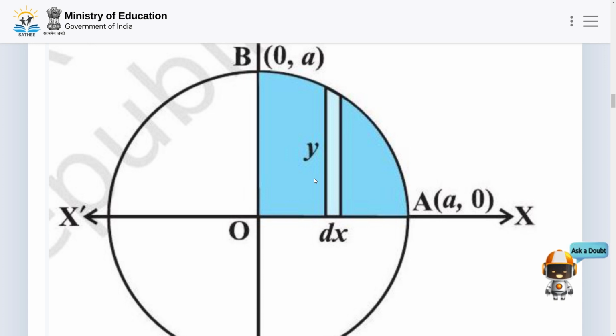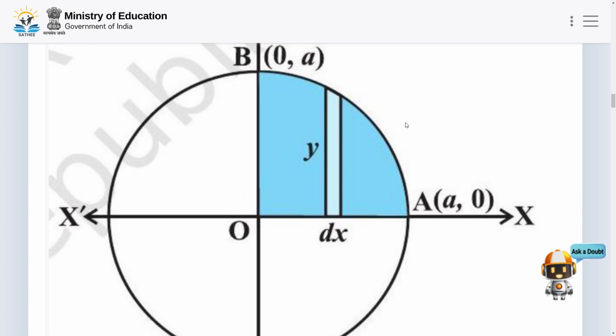Now according to the area expression, it will be a definite integral. From where to where are you going? As you can see, this blue area is going from left to right. Always take your limits from left to right. So 0 to a. This point is a comma 0 and this is 0 comma 0. This means x is going from 0 to a.